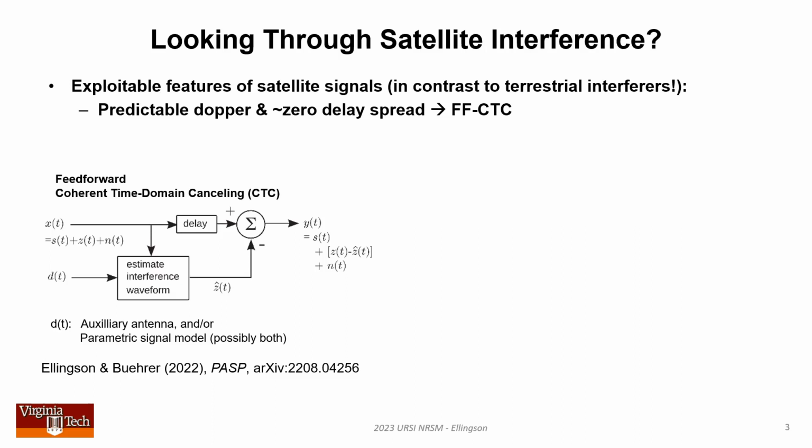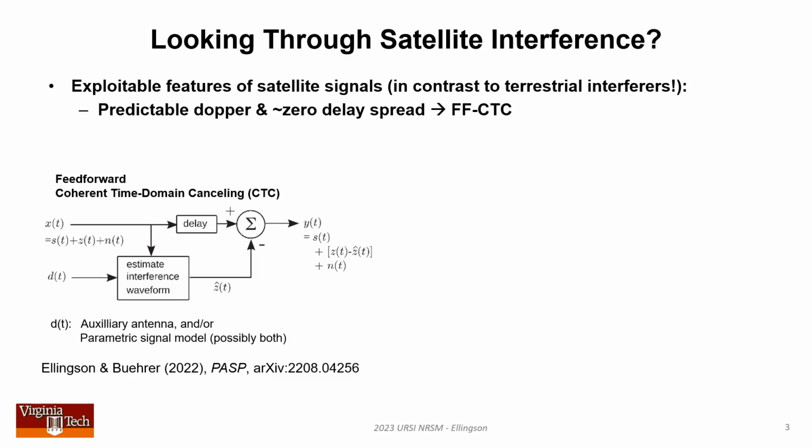There's a particular CTC architecture which I think is very well suited for this, and that architecture is shown here. Basically, you compare the incoming signal, x of t, to a reference signal, d of t, and that reference signal d of t represents the best available information that you have about the interference. The result of that comparison is an estimate of the interference waveform, and you subtract that from the input. This is a feed-forward architecture because the output of the canceller depends only on inputs and does not depend on past output. We've spent a lot of time on this approach recently, and you can read all about it in the paper cited below the figure, and which I'll refer to many times in this talk.